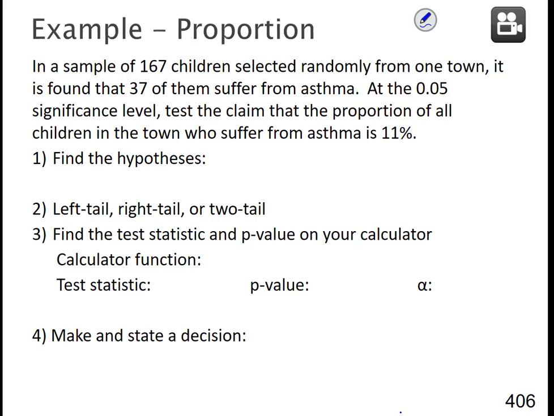In a sample of 167 children selected randomly from one town, it is found that 37 of them suffer from asthma. At the 0.05 significance level, test the claim that the proportion of all children in the town who suffer from asthma is 11%. So we have a study, 167 children, 37 of them suffer from asthma, and now we have a claim. You always want to look for that word claim because that's where you're going to start with your hypothesis.